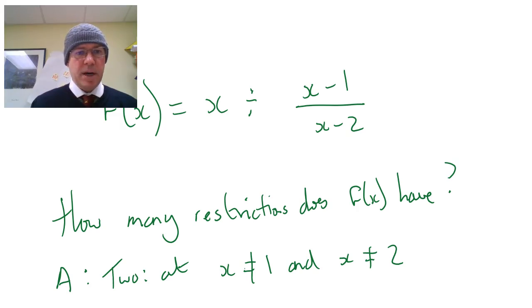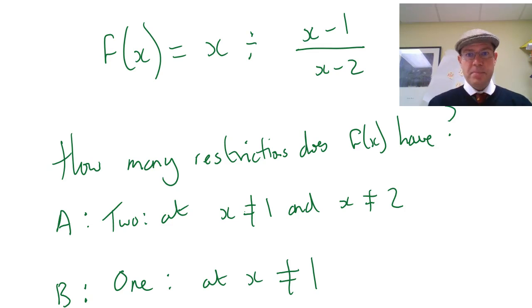Hello, I'm Graham, and I'm going to argue that this function has two restrictions: one in the numerator of x minus 1, so x not equal to 1, and one in the denominator of that fraction, so x not equal to 2. Hey up, I'm Graham. I'm going to show you that this function has only one discontinuity, and that's in the numerator of the second fraction, x does not equal 1.